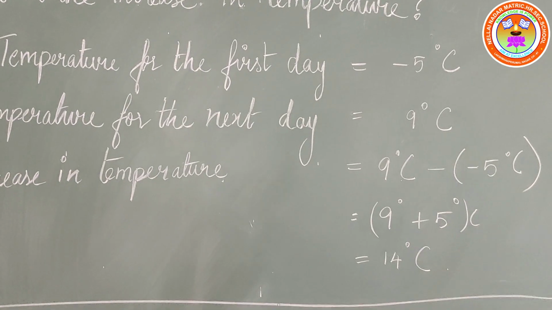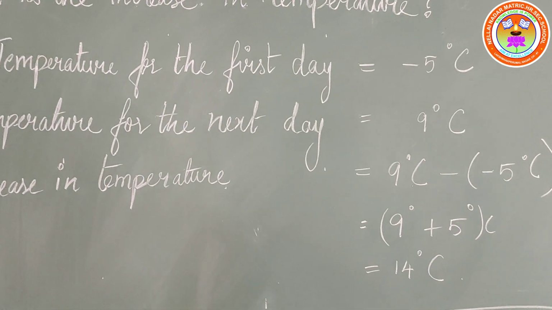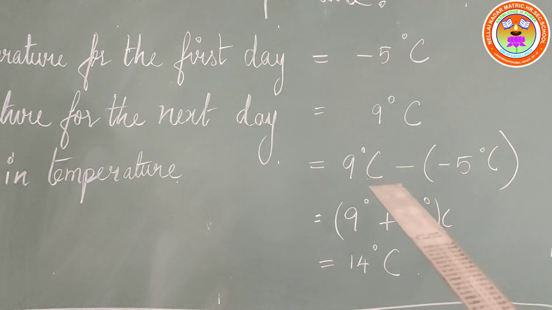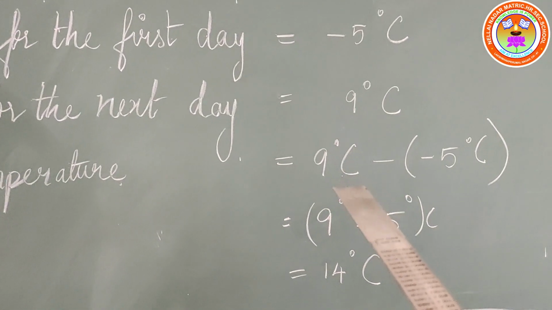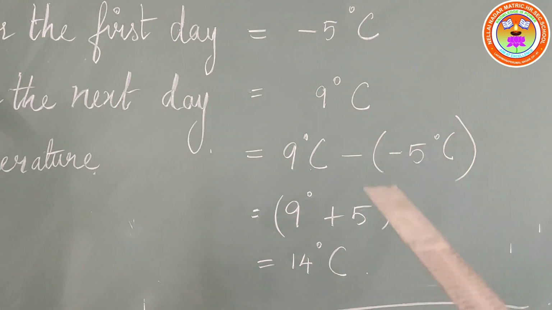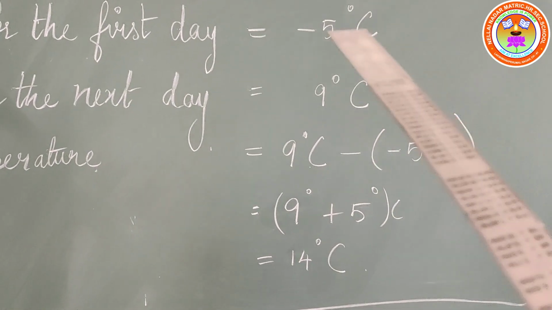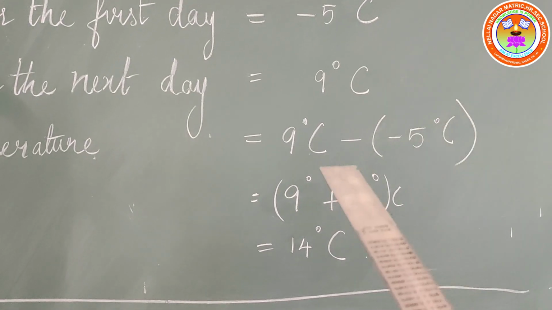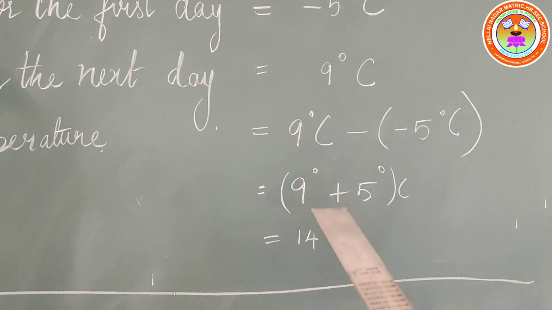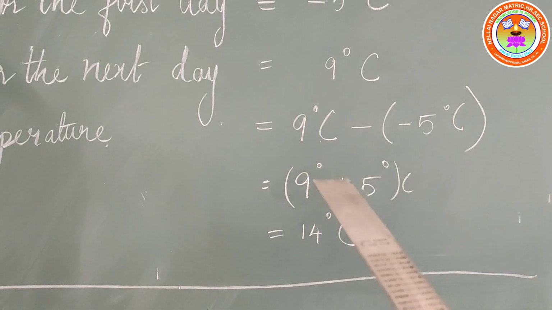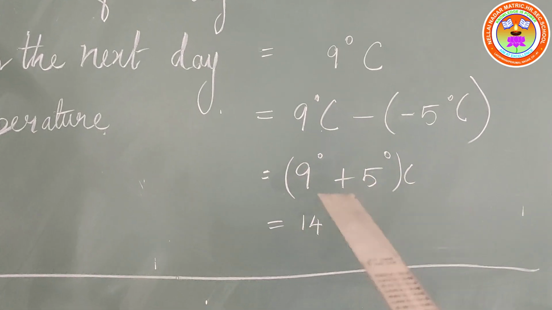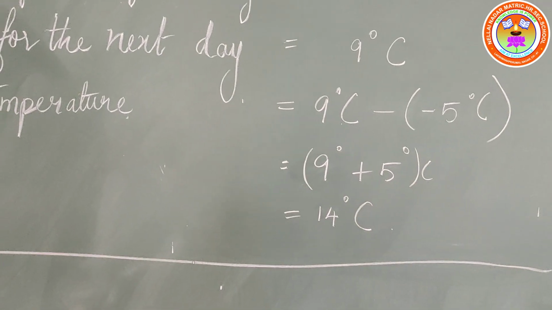So in order to find the increase, what I have to do? I have to subtract the lesser number from the greater number. So when I subtract, what happens there? 9 degrees Celsius minus of minus 5 degrees Celsius. It is given that minus 5, yes. So minus 5 degrees Celsius. Minus of minus becomes plus. So 9 degrees plus 5 degrees. When you add it up, what is it? It is 14 degrees Celsius. Yes.